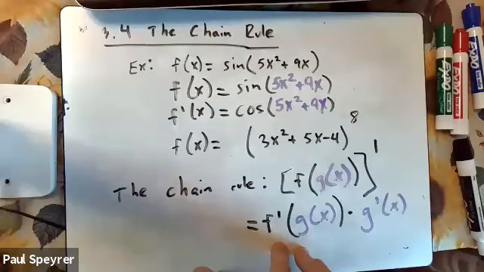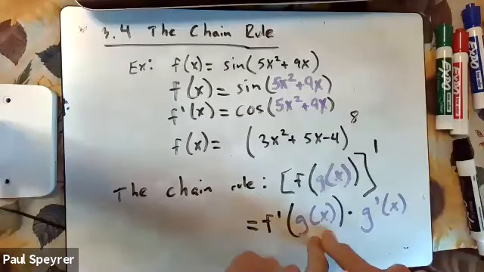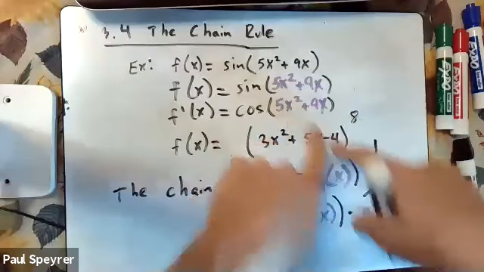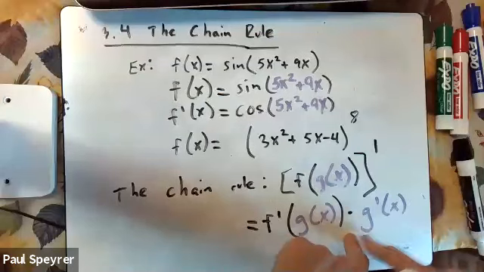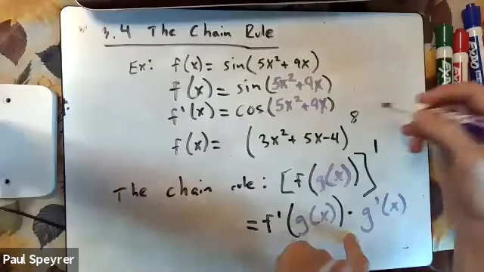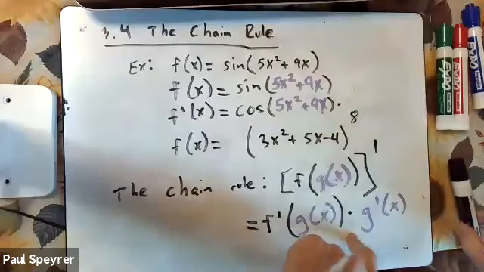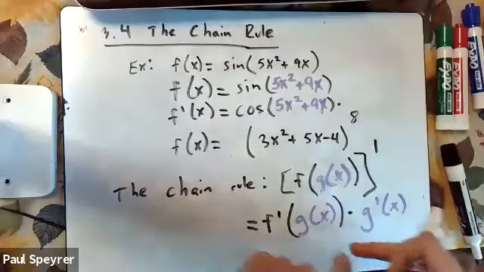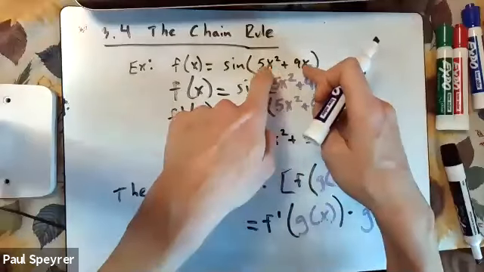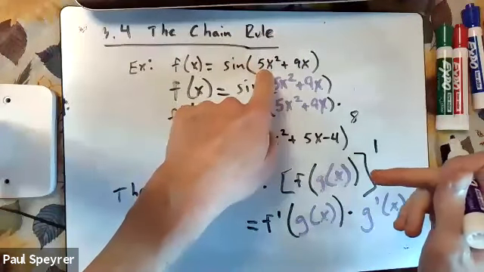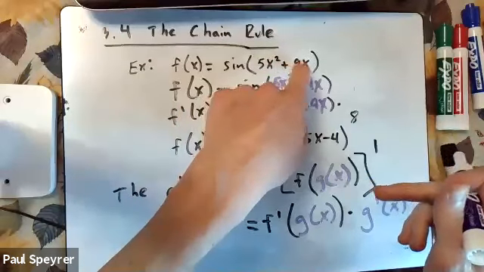Look what we did down here. What did it say? Oh, we only derived the outside first. We left everything else alone. We didn't do anything with it, so I just basically kept that 5x squared plus 9x. But now, if we continue with the chain rule, it says times g prime of x. Well, what was g of x in this instance? It's the stuff trapped inside the sine. So now we need to derive 5x squared plus 9x.